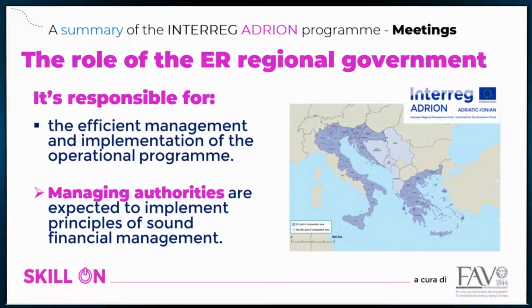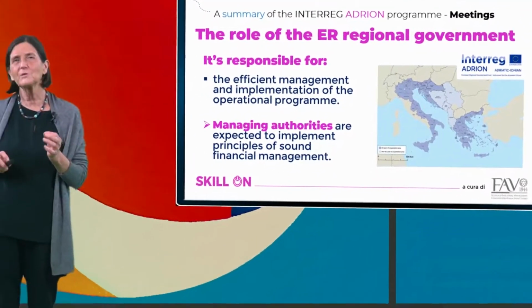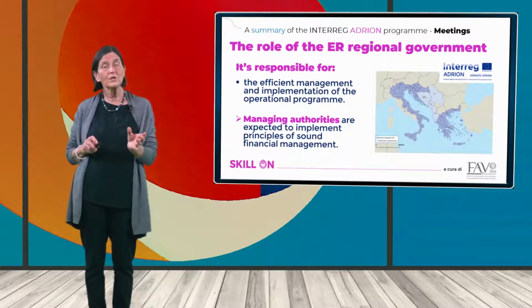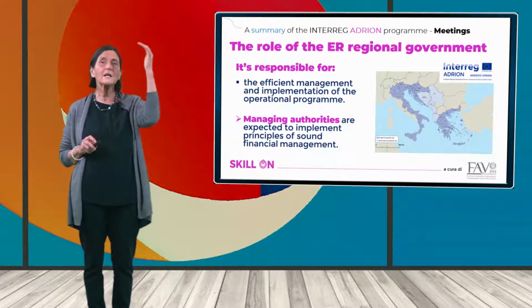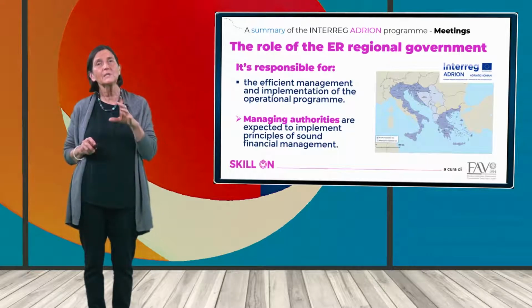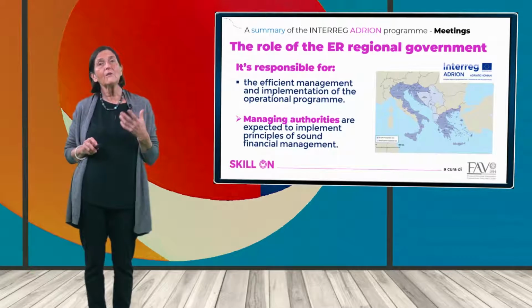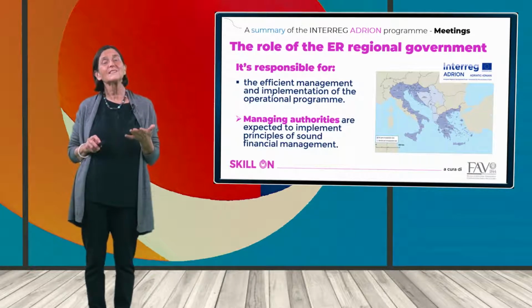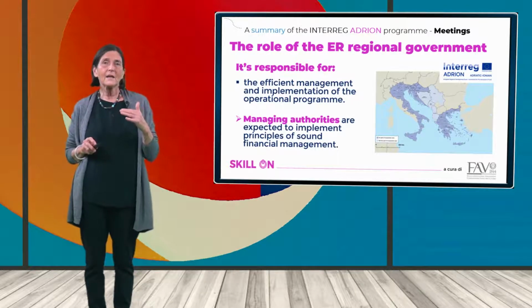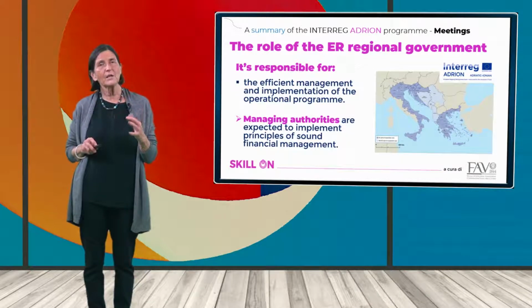The Emilia-Romagna regional government is responsible for the efficient management, look at the pronunciation, management, and implementation of the operational programme, which of course has been decided at a European level, but the operational programme, the implementation and management, is managed from Emilia-Romagna regional government level. And managing authorities in general are expected to implement principles of sound financial management.